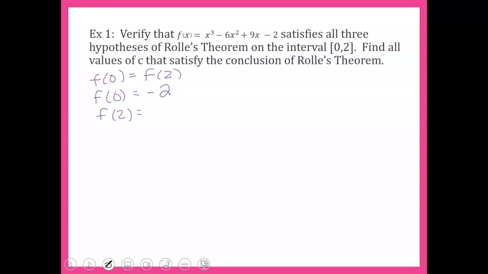f of 2, not so easy breezy, we gotta cube and square and multiply. So 2 cubed is 8, 2 squared is 4, 4 times 6 is 24, 9 times 2 is 18, minus 2. So 8 and 18 give you 26.